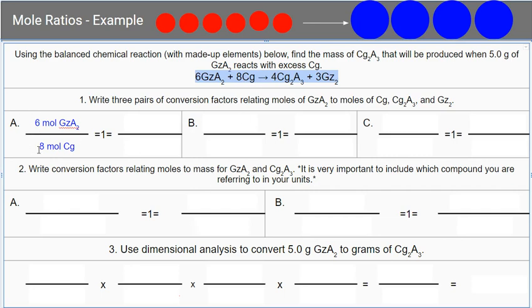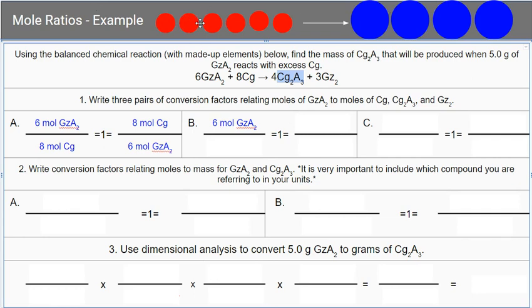And so we can actually turn that into a conversion factor, because we can go straight and say, hey, if I've got 6 moles of this, we're going to have 8 moles of this, right? We can do the flip of that. Over here, we can put the 8 moles of CG over 6 moles of GZA2. So let's do the same thing now, but with the CG2A3. And we already sort of illustrated this relationship.